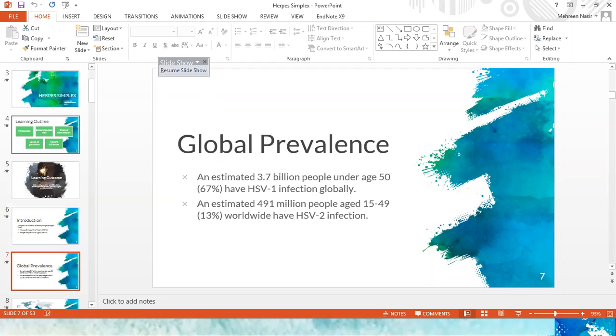Discussing the global prevalence. An estimated 3.7 billion people under the age of 50, which is 67%, have herpes simplex virus 1 infection globally, and an estimated 491 million people aged 15 to 49, which is 13% worldwide, have herpes simplex virus 2 infection.